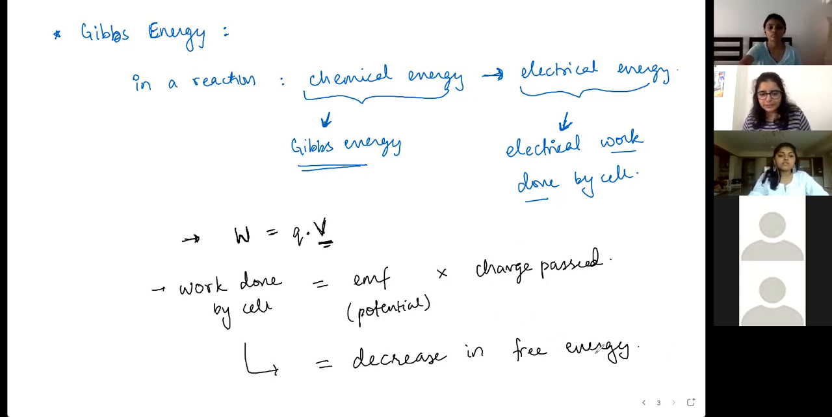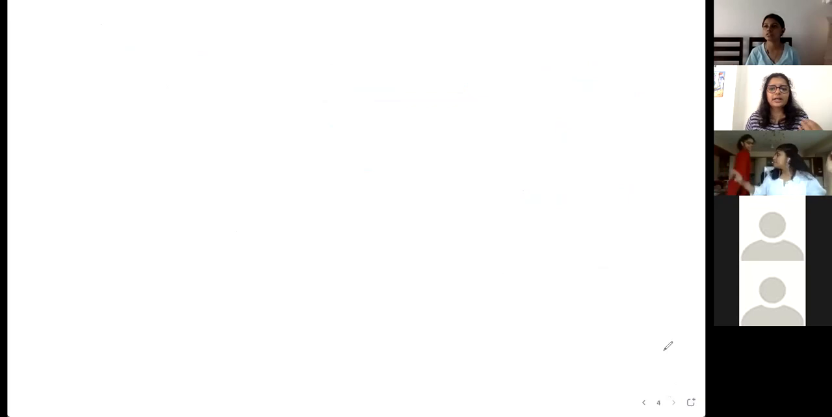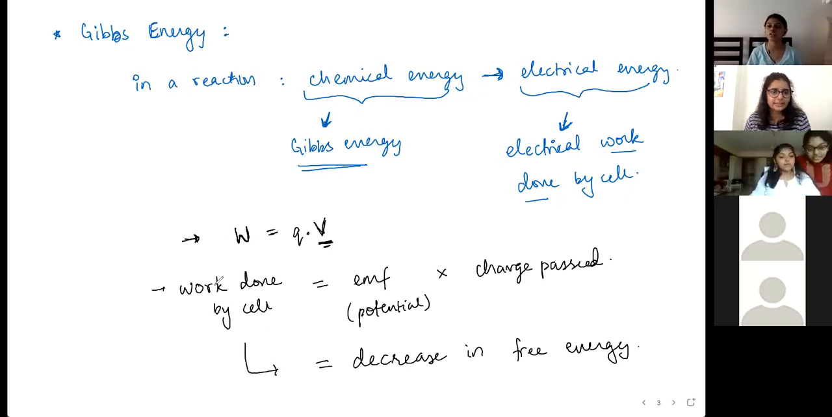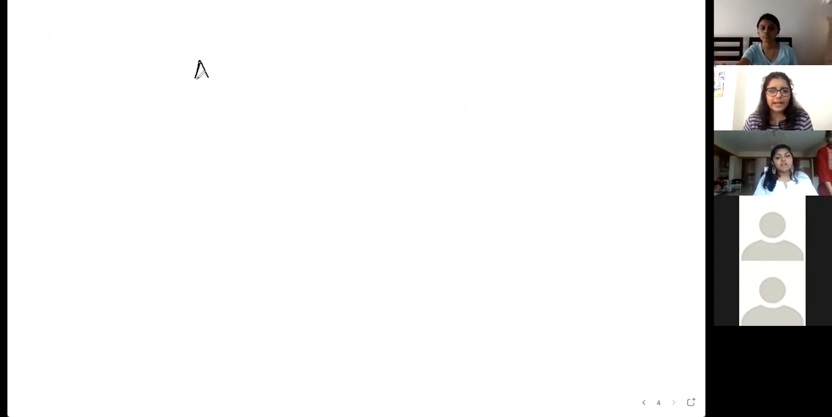Now let's continue this thought. So the decrease in free energy, like the maximum work that a cell can do, is essentially it can use up all of the Gibbs energy that is produced in the reaction. So that will be equal to delta G, the Gibbs free energy of the cell.